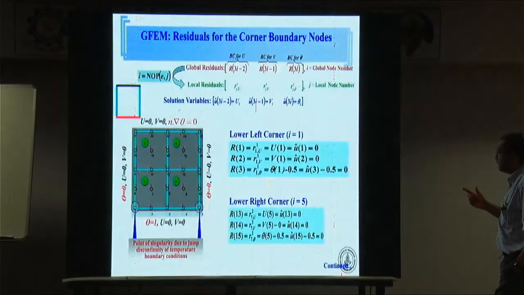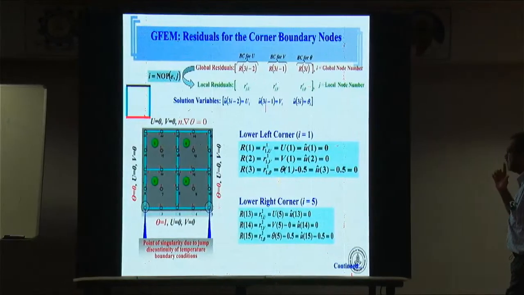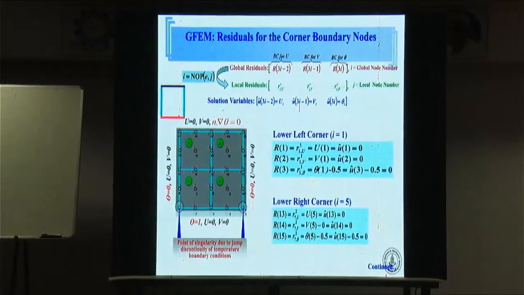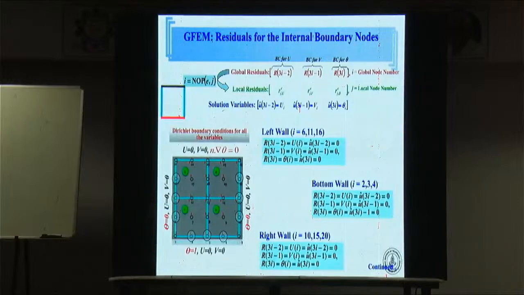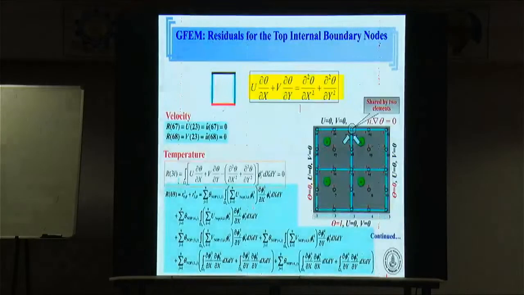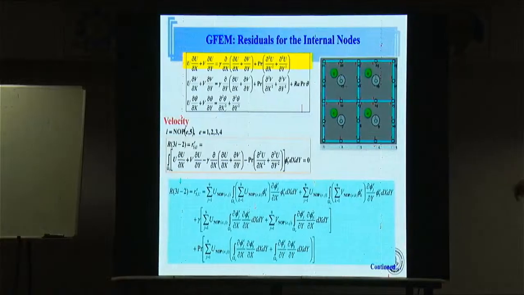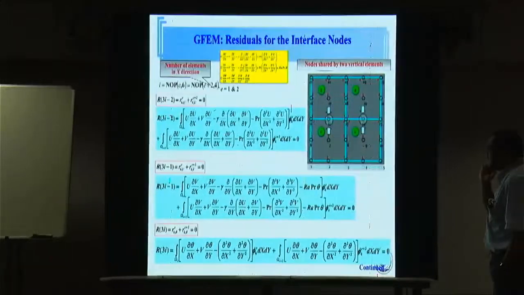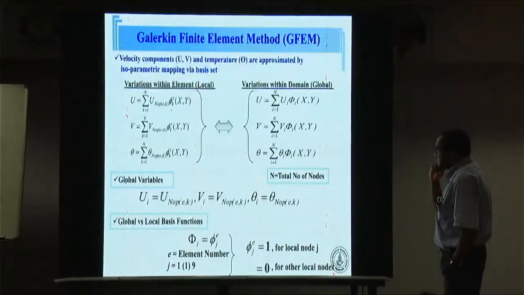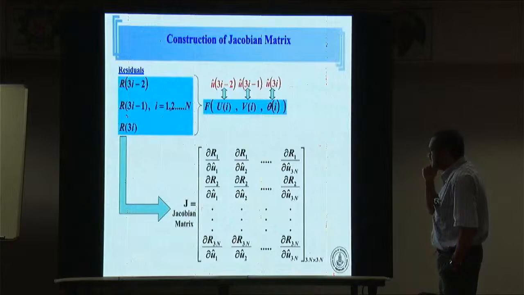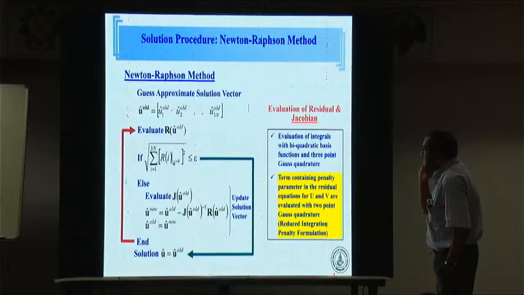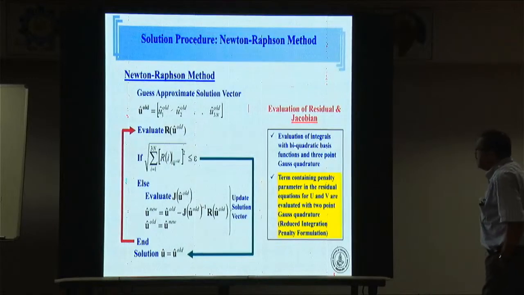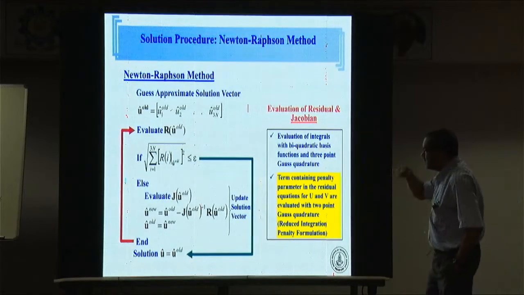Next slide. Yes, this is how to obtain residuals in the finite element method. Next slide please. Let's just go through. These are the kind of residuals you can obtain. Next slide. The final residuals. These are the final Jacobian residuals. Next slide please. And this is a typical algorithm to obtain the residual and Jacobian, and this gives the solution.